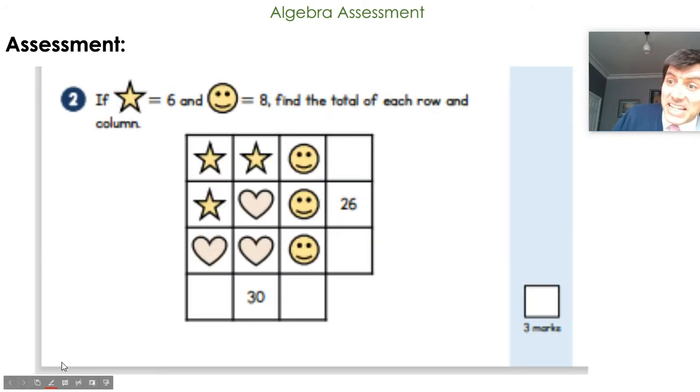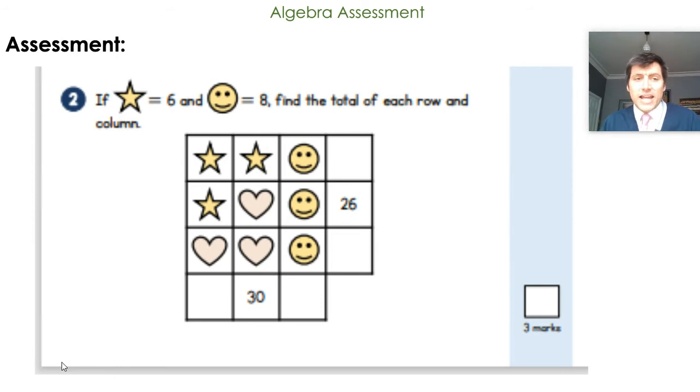Lovely job. Okay, and this was the second question. So here you had a star, which was worth 6, a smiley face, which is worth 8, because a smiley face is always very, very valuable. Then you had to add up what each column and what each row was worth. So here I've got star plus star, so I know that's 6 plus 6, plus smiley face, that's 8, so that's going to be 20.